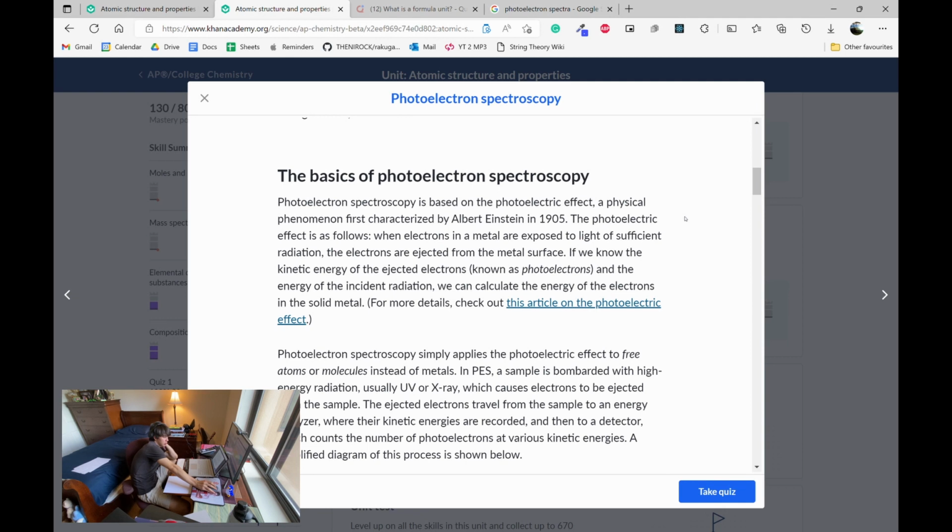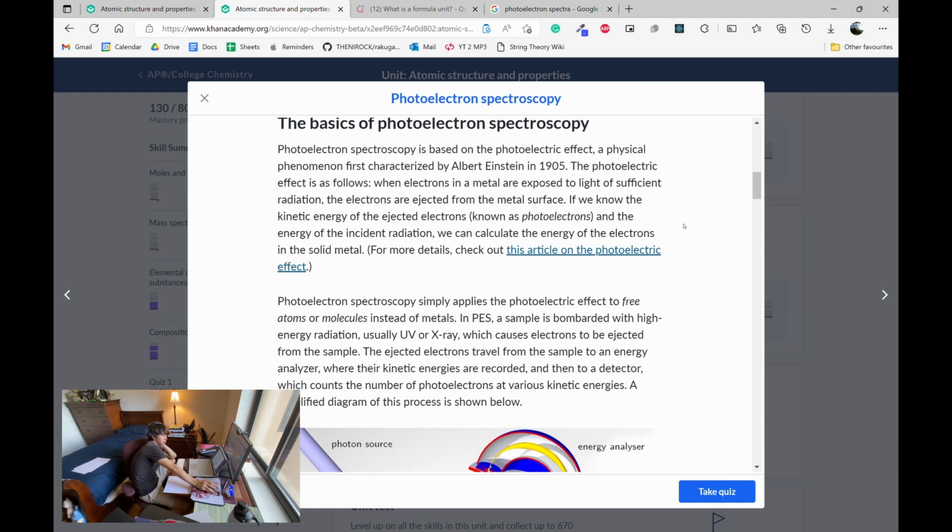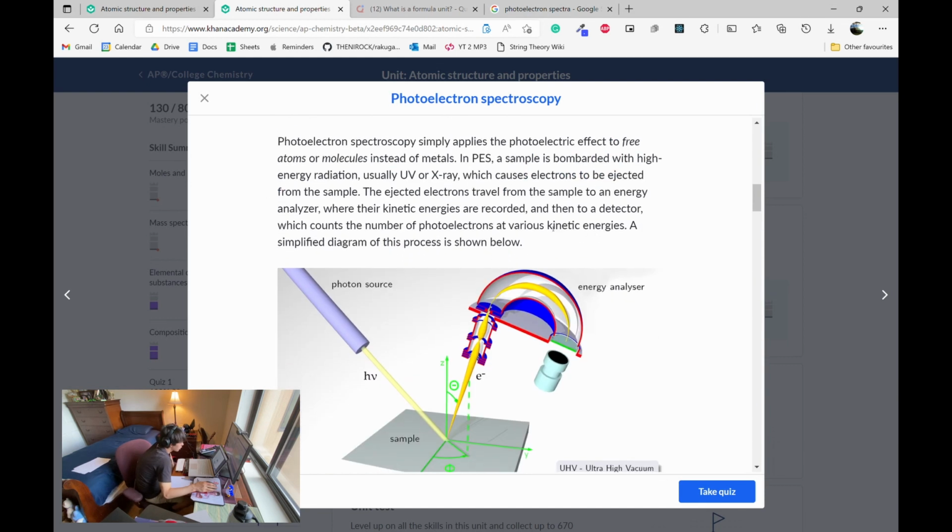Photoelectric effect was characterized by my guy Einstein. 1905. Nice. Photoelectric effect. Electrons in a metal are exposed to light of sufficient radiation. The electrons are then ejected from the metal surface. That's interesting. Yes, very interesting. Cool. Okay.